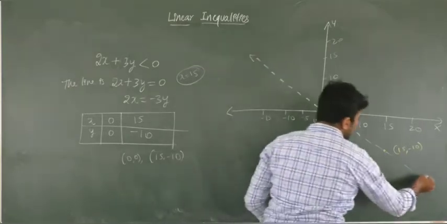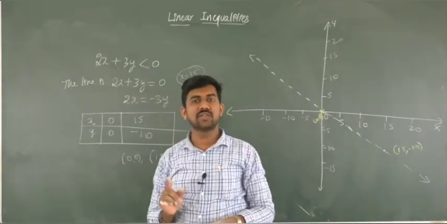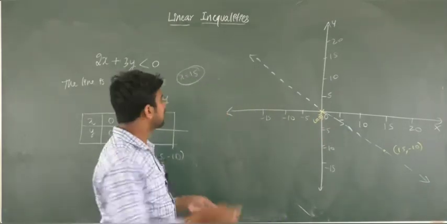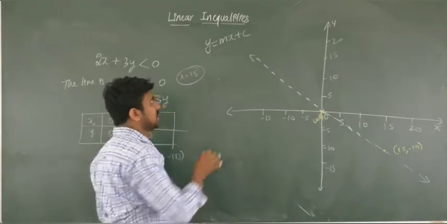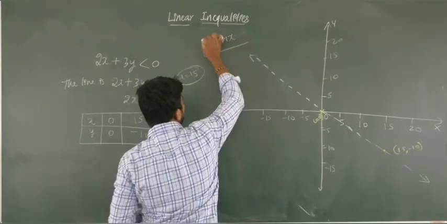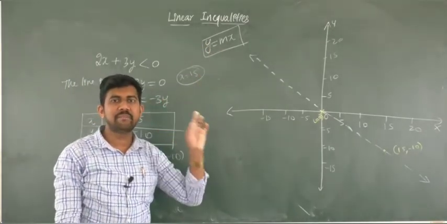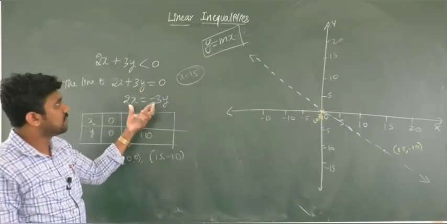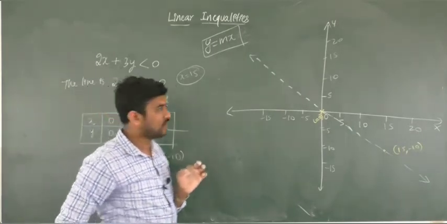Now again you can observe here the line passes through the origin. Why? Because here the constant is 0. You can observe the general equation of a line is y is equal to mx plus c, where c is constant. If you take c is 0, then you will get y is equal to mx. If you consider any line of the form y is equal to mx, clearly that line passes through the origin. This is also in the same form, y is equal to mx only. So clearly this line passes through the origin.